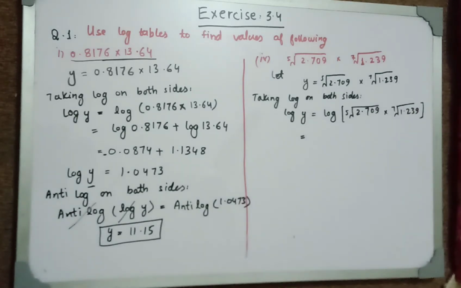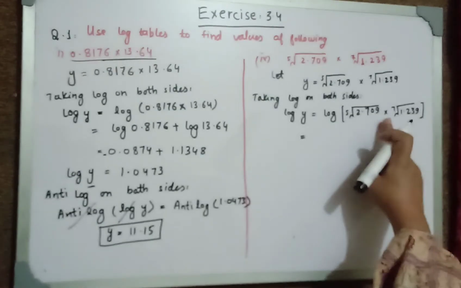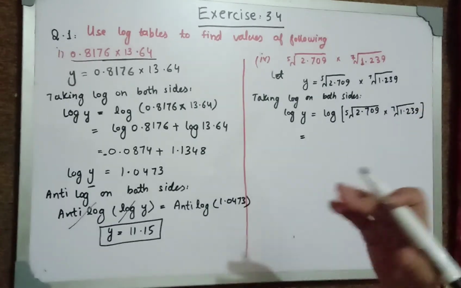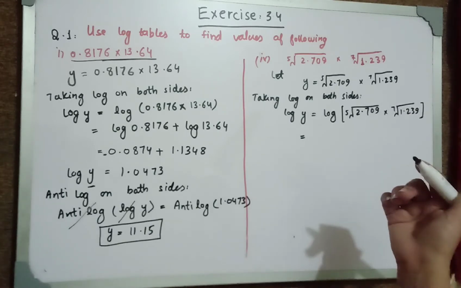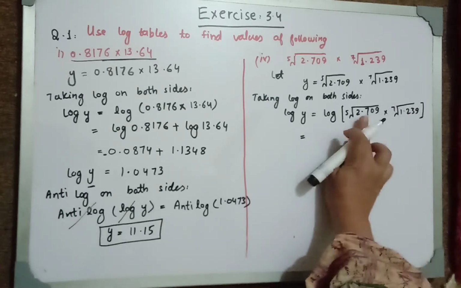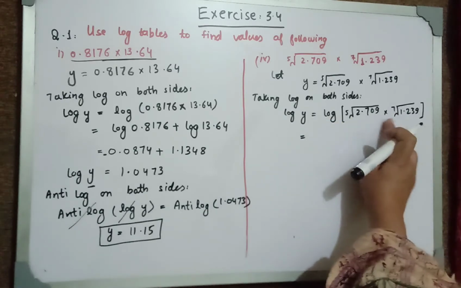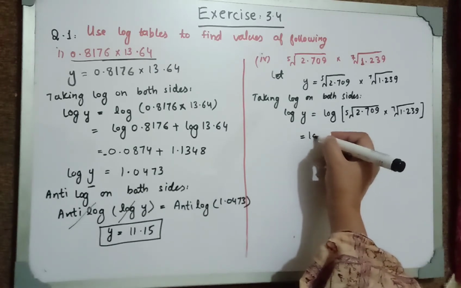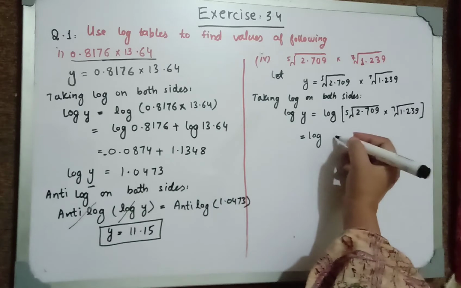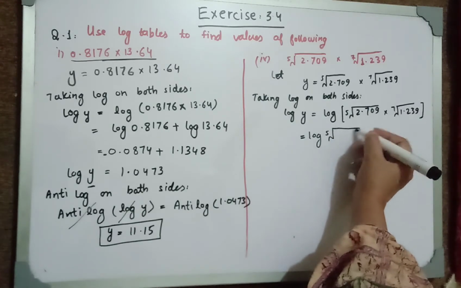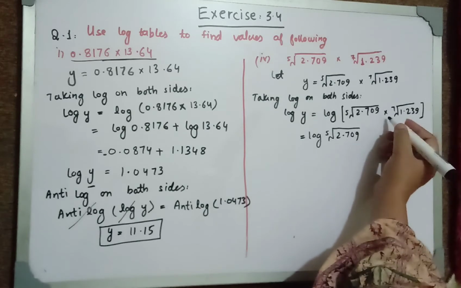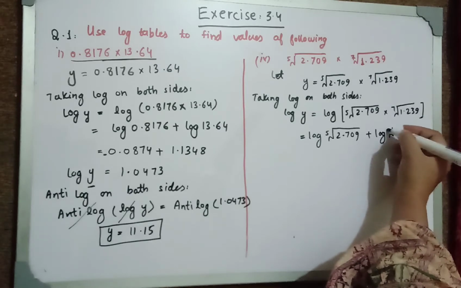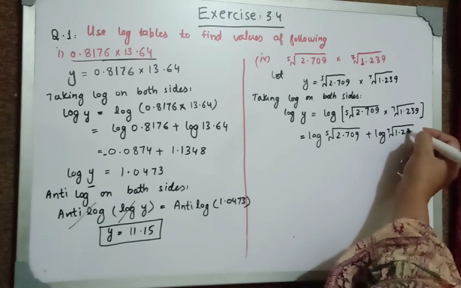Now again, I hope you remember the law of logarithm, that when I apply log, multiplication will change to addition. If you have division, that changes to subtraction. So here we have multiplication. When I write log with this number, this multiplication sign will change to addition. So here first let's write log of the first number, 2.709. This multiplication will change to addition, plus log of this number, 1.239.